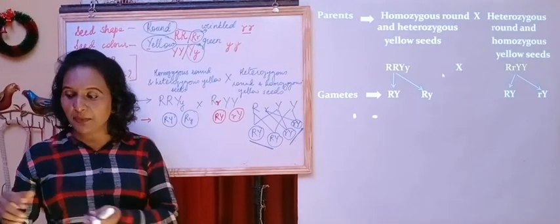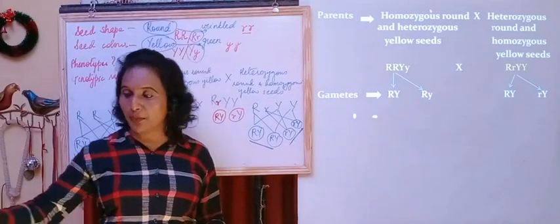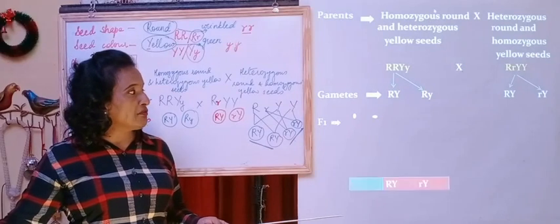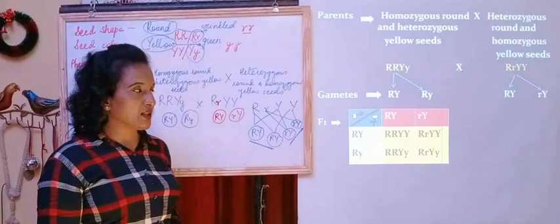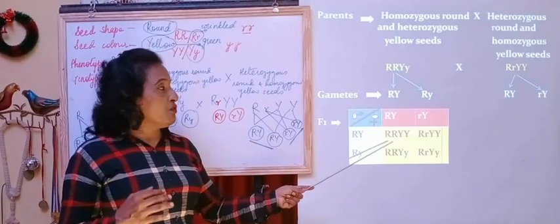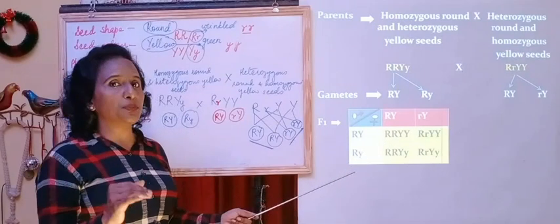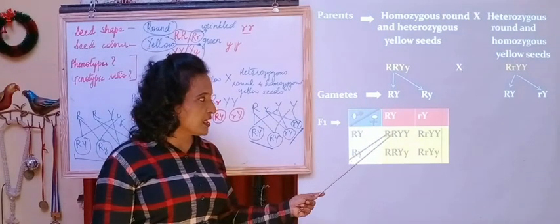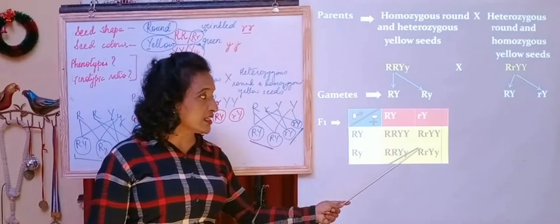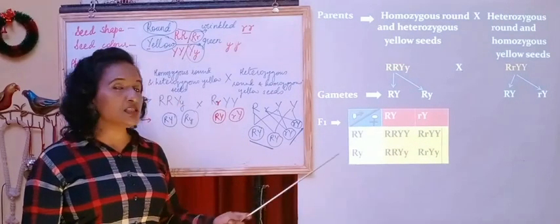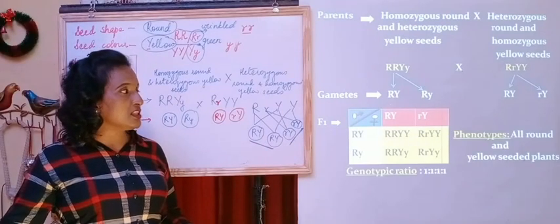So these are the gametes which are observed of both the parents. So here the F1 generation, the Punnett square will look something like this. We have to find out what the phenotypes and genotypic ratio are. If you see here, capital R, capital Y, capital R, capital Y, capital R, capital Y, capital R, capital Y. That means the phenotypes here will be all round and yellow seeded plants.